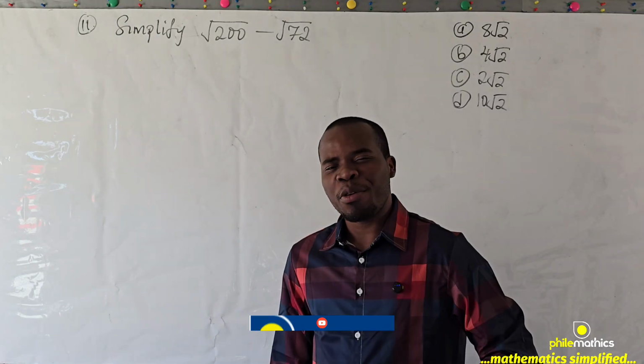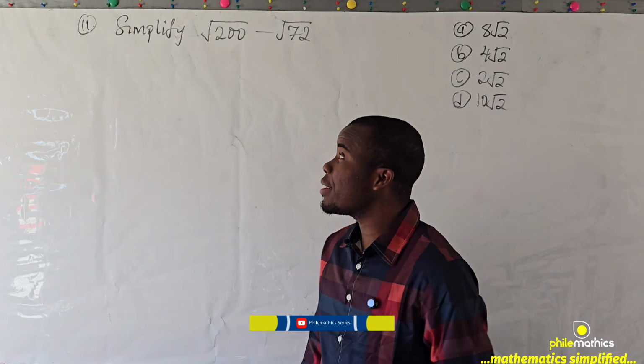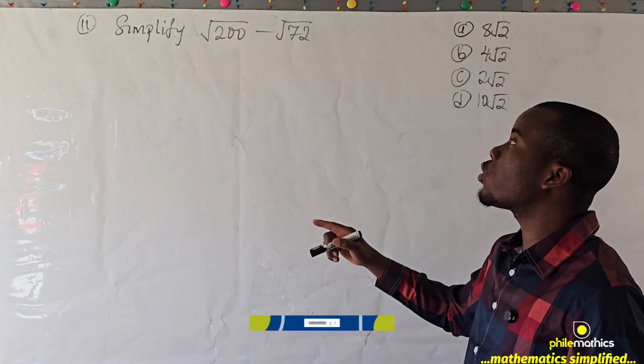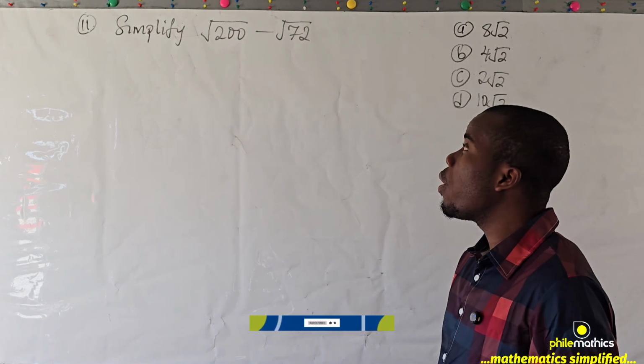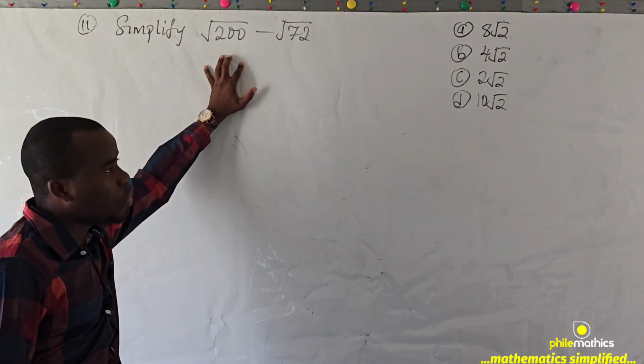The 11th problem of WAEC 2025 Objective Mathematics says, simplify root 200 minus root 72. So this is a problem under Surds.